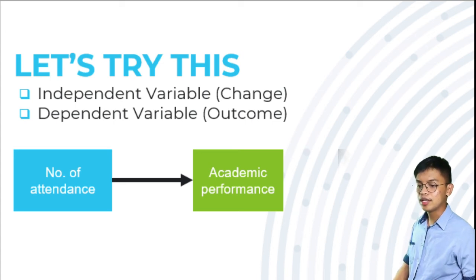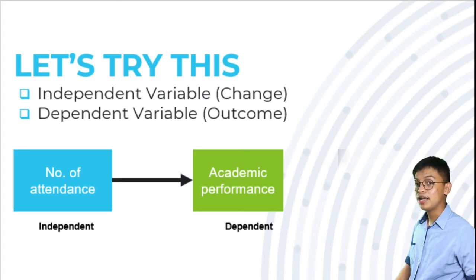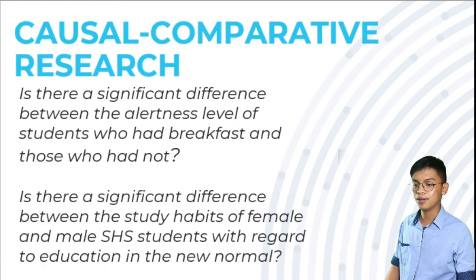We have an illustration here. It says number of attendance may affect academic performance. So number of attendance is your independent variable and your academic performance is your dependent variable. You can see here that academic performance depends whether you are attending your classes or not. So I hope you learned your independent and dependent variable.